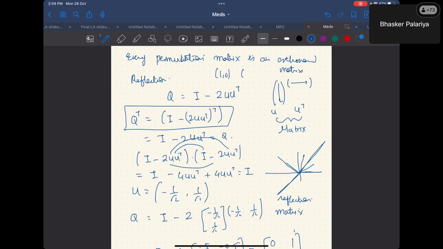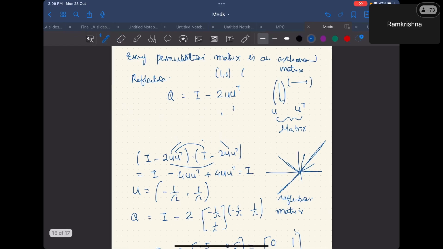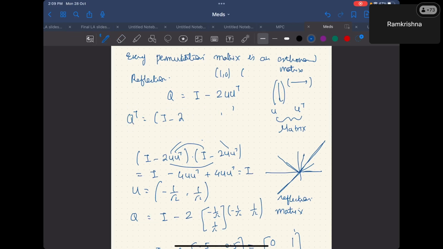Okay. And sir, how are we taking this transpose? How is the transpose of q coming as I minus 2u u transpose? That is also not clear. Okay, let's do that. Okay, so we are here. I want to compute q transpose, which is I minus 2u u transpose, the whole transpose. Okay, until this is fine.